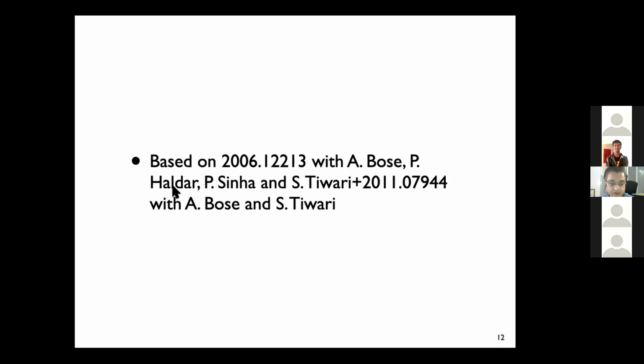Parthiv Halda, who was my graduate student, is going to finish next year, which means that he's going to apply for a postdoc position at the end of this year. Pritish Sinha, who was my master's student, and Shashwat Tiwari, who was again an undergraduate student. And then there was a follow-up work with Anjishnu and Shashwat.